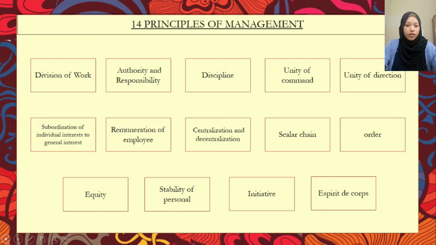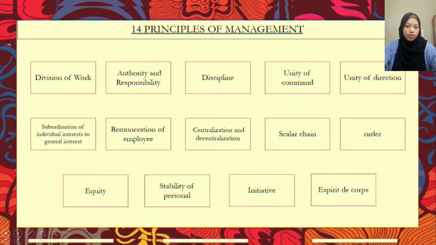14 principles of management. 1. Division of work. 2. Authority and responsibility. 3. Discipline. 4. Unity of command. 5. Unity of direction. 6. Subordination of individual interest to general interest. 7. Remuneration of employees. 8. Centralization and decentralization. 9. Scalar chain. 10. Order. 11. Equity. 12. Stability of personnel. 13. Initiative.